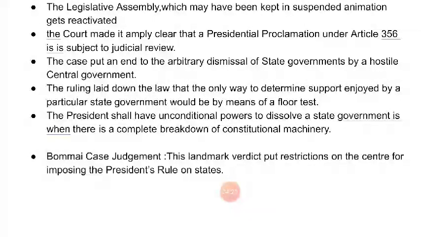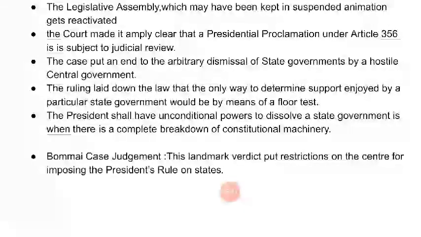If I read the judgment clearly, I find that the Honorable Supreme Court held that the president can impose President Rule in the state whenever there is a constitutional failure of state machinery, but the proclamation must be approved by both Houses of parliament, and if not approved, then after the lapse of 2 months, this proclamation automatically lapses and comes to an end. Also, the proclamation which is issued is subject to judicial review by the courts. This is very, very important. The case put an end to the arbitrary dismissal of state governments by a hostile central government.